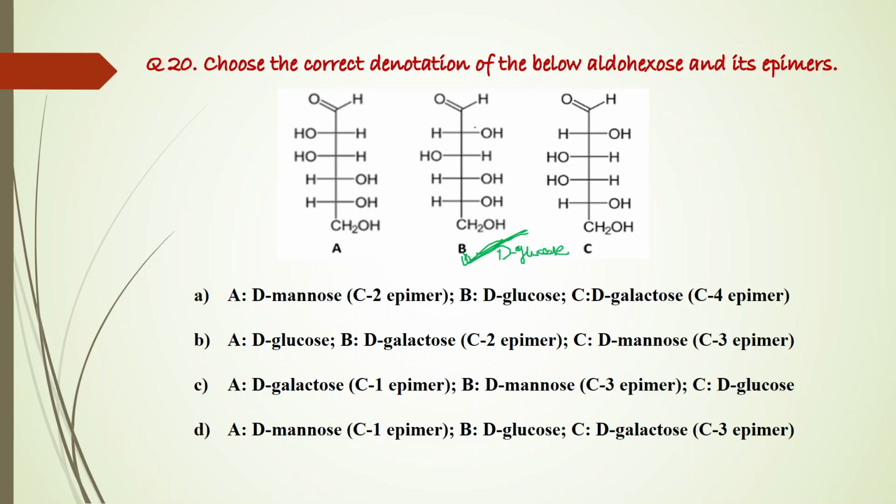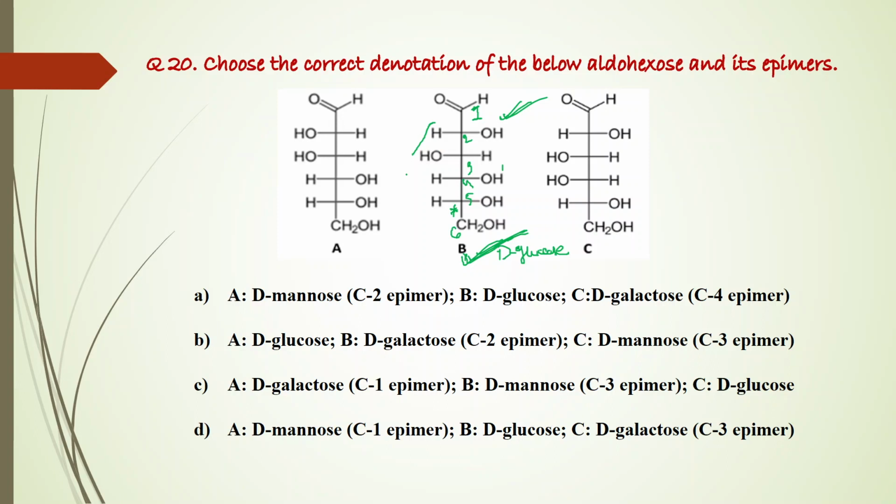This is your aldehyde group here, the first position. 2, 3, 4, 5, 6. This is the farthest chiral carbon, and it has the hydroxyl group on the right hand side. So this is the D-glucose structure. You have to remember this structure. So we have already identified that B is our D-glucose. Now let us look at the other structures. Coming to the first one, what is the difference between B and A? Where can you see the change?